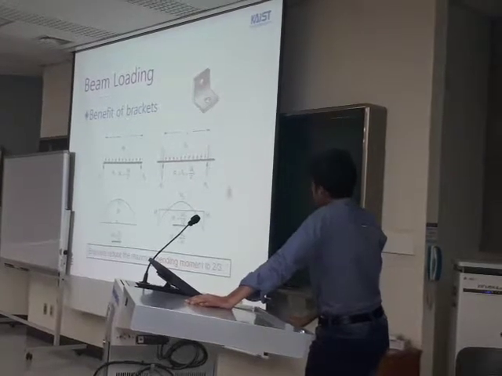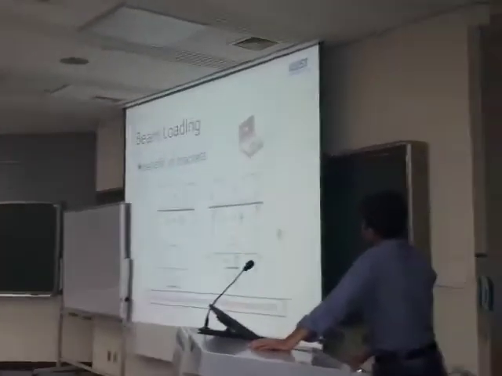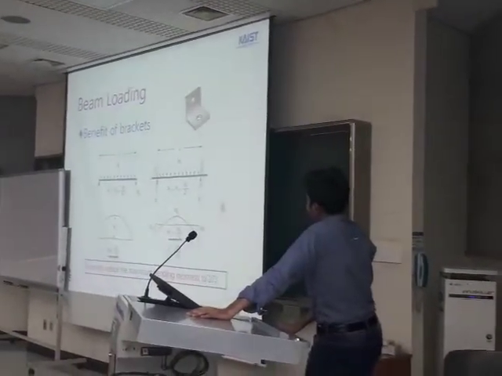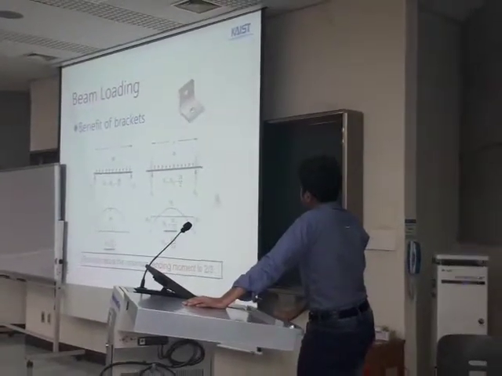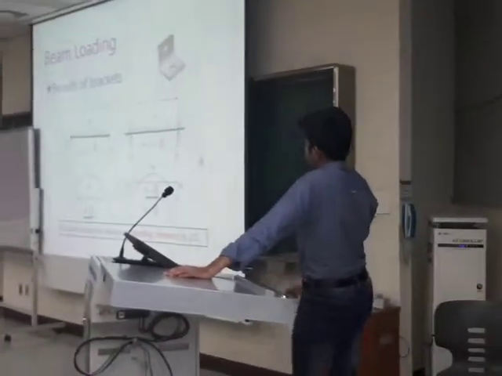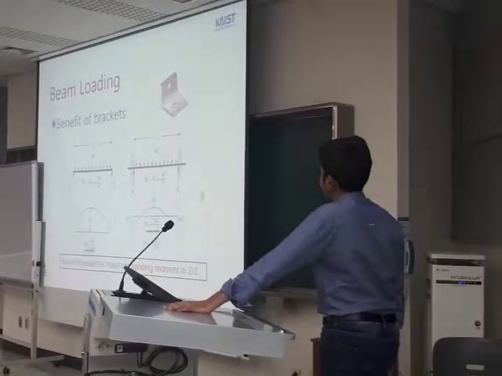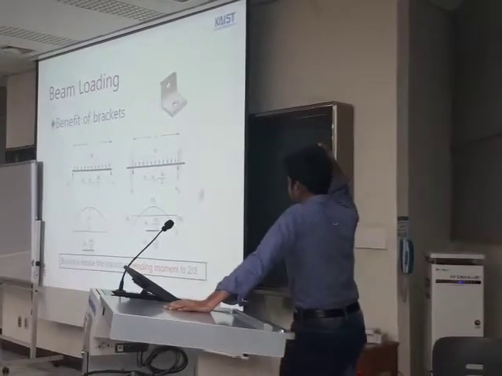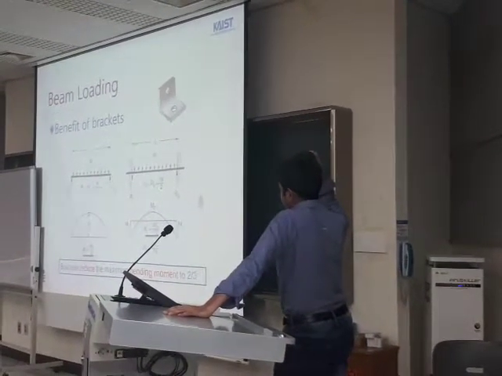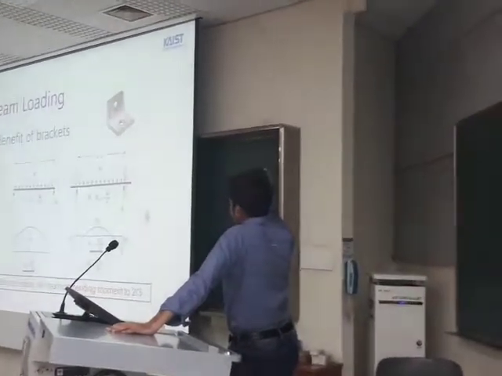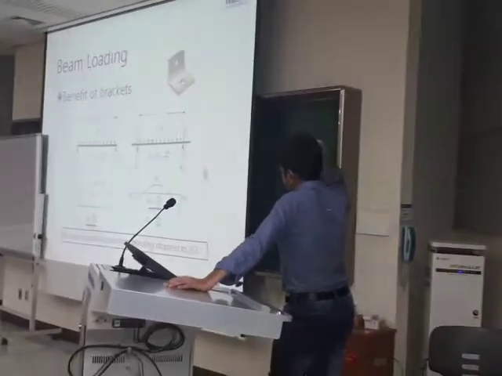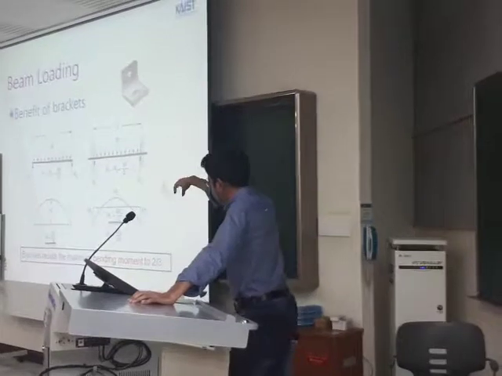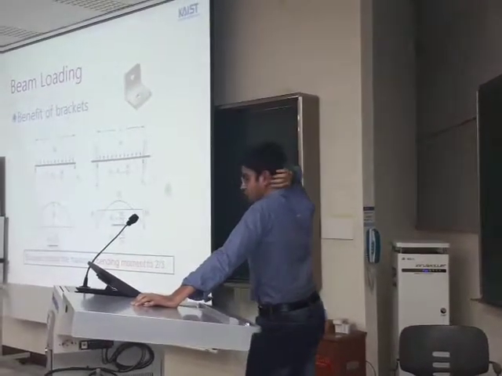So in this slide, the function of using brackets is explained. Brackets are small components, but their advantage is that if we use them at the end of the beams, they convert the beam from a simply supported beam to a fixed beam, and that results in reducing the maximum bending stress to 2/3.